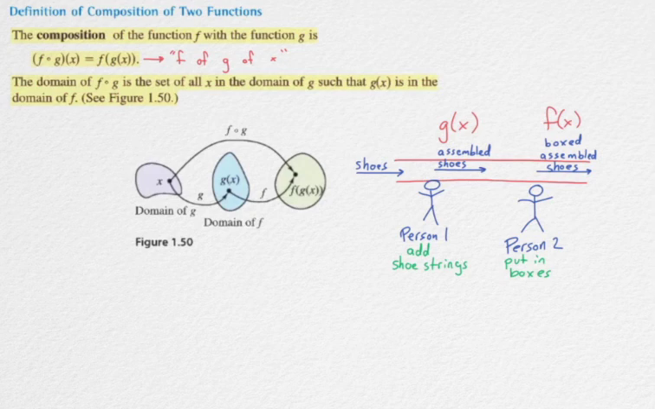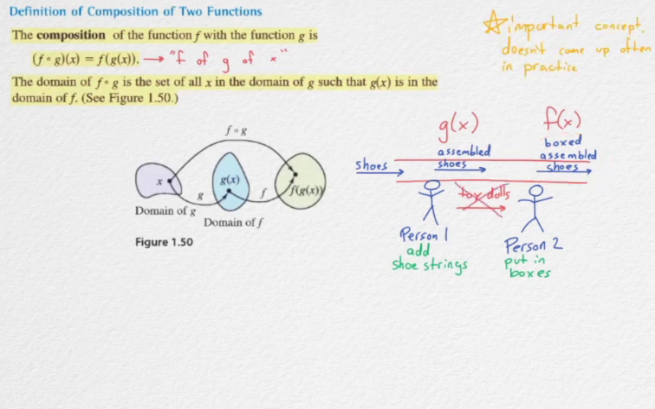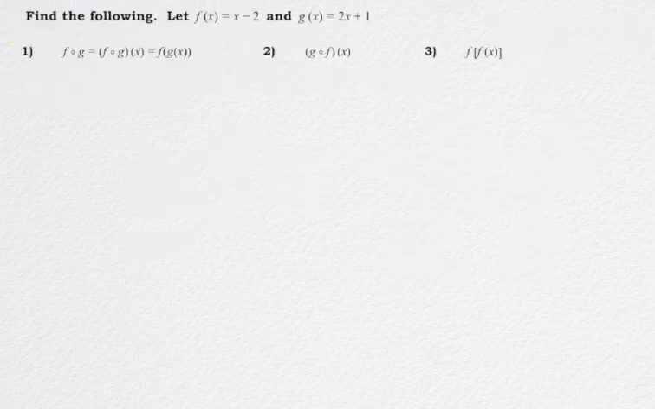And we're saying that in order for this to work, the inputs and outputs have to match up. In order to get boxed assembled shoes out of this second person here, they need to be getting assembled shoes as their input. So it wouldn't work if the output of this function, or the range of that function, were toy dolls. The analogy is getting a little weird here, but if this first person were to take shoes on the assembly line and then start outputting toy dolls, this wouldn't work. We wouldn't be able to get boxed assembled shoes out of this composition of functions. So that's a really important concept to understand, but when we're actually doing composition problems, it doesn't really come up much. So let's try some examples.